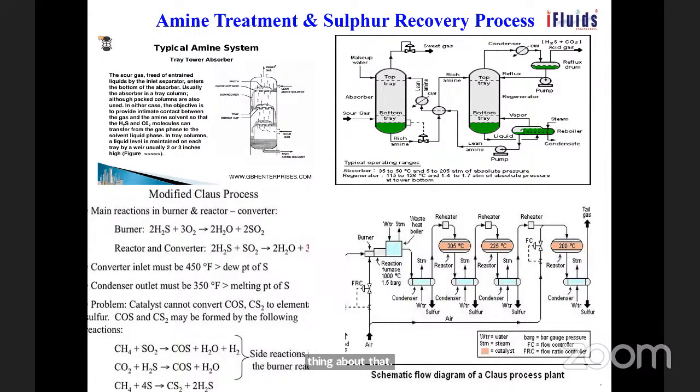At the bottom again, reactions are given. The last one is CH4 plus 4S is CS2 plus 2H2. So this is the reaction happening, and here the sulfur is removed from the H2S and captured, and the balance goes out. That is the only thing. And because it is an exothermic reaction, a lot of steam is generated, and this unit generates a good amount of steam.